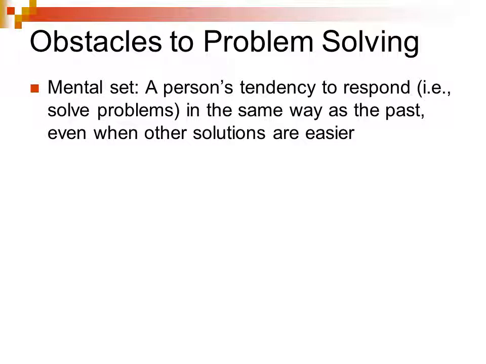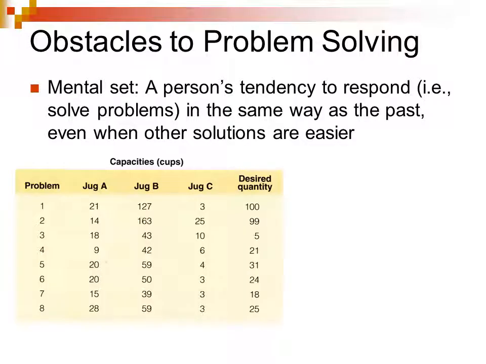I mentioned on the previous slide that participants had to solve 8 total problems, all of which could be solved using the jug B minus jug A minus 2 jug C formula. However, if you look closely at the last two problems, they have an easier solution.